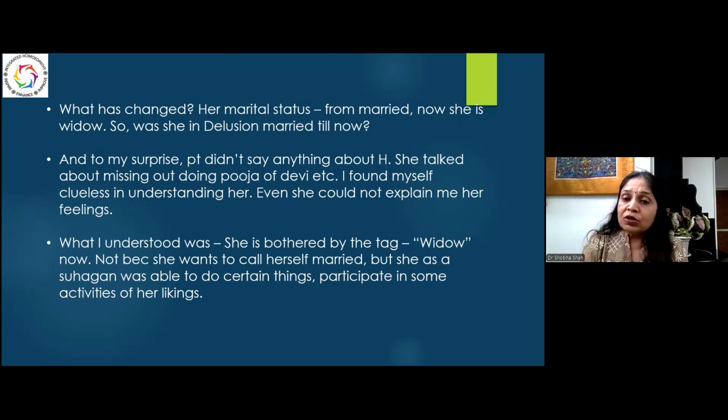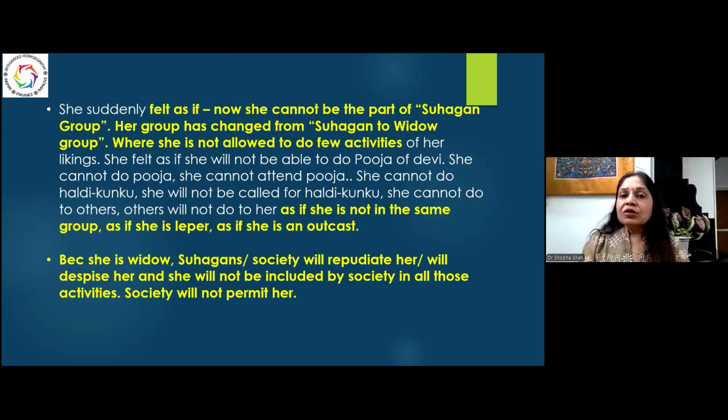So she was bothered about this tag of widow, because now she feels she wants to call herself married, or a suhagan, and she was able to do certain things which as a suhagan she could do: puja of the devi, or participate in some of the activities of her liking which she used to enjoy. But I thought, no, it is not that. I felt that till now she was in one group of suhagans, and now suddenly she has shifted from that group of suhagans to a group of widows.